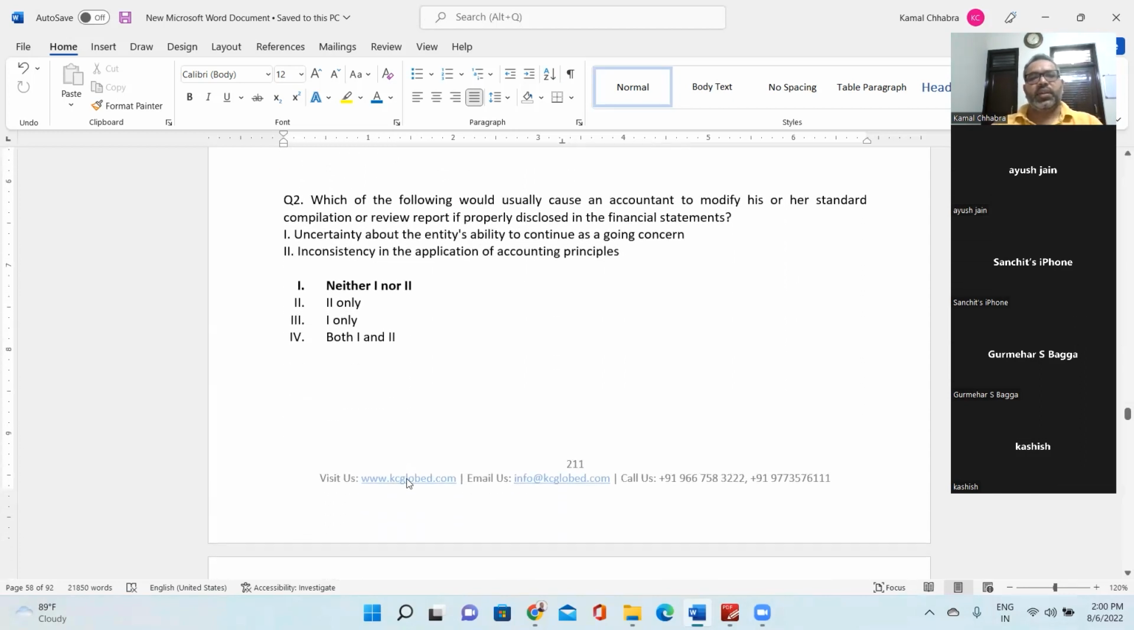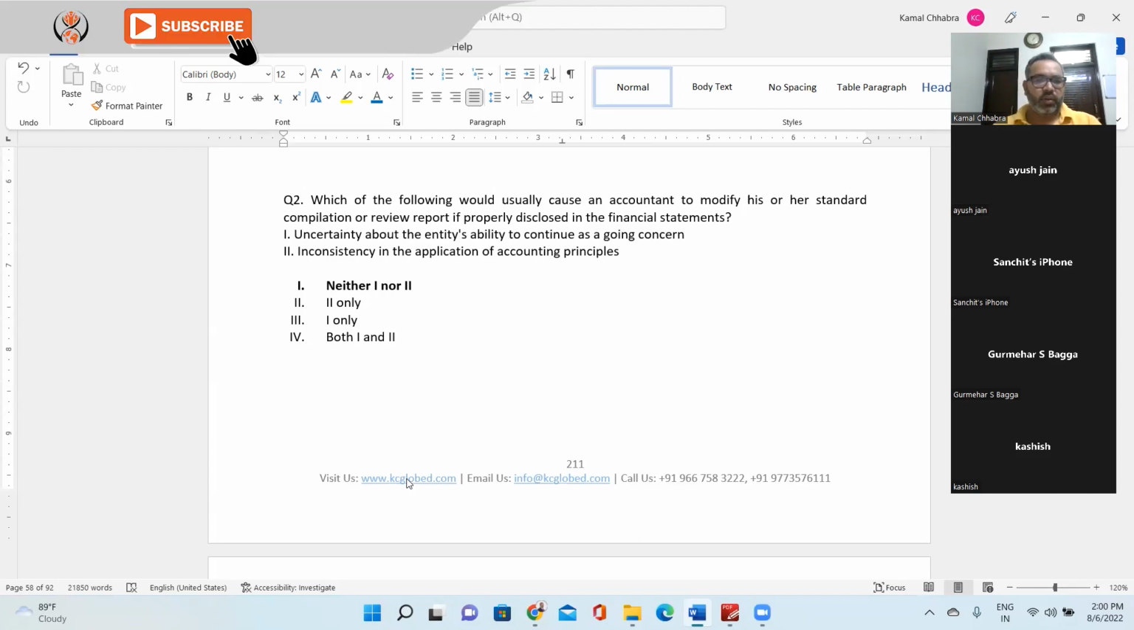Next question is, which of the following would usually cause an accountant to modify his or her standard compilation or review report if properly disclosed in the financial statements? One is uncertainty about the entity's ability to continue as a going concern. Second is inconsistency in the application of accounting principles. What is the question? Which of the following would usually cause an accountant to modify his or her standard compilation or review report, not the audit report? So neither of the two would be the correct answer.